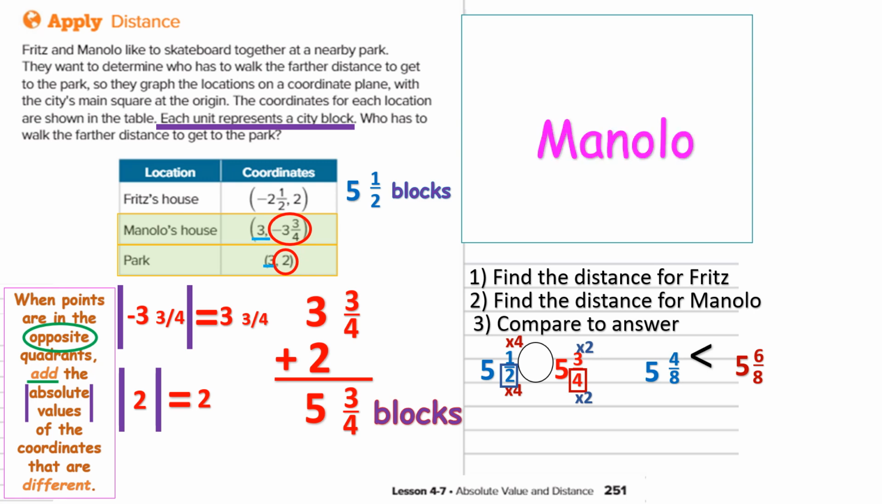So if that is my smallest value, then who lives closer or who has to walk further, which is what we're being asked. So I'm looking for who has to walk further, which is Manolo, because he is the 5 6/8. So the answer is Manolo. Now it might ask you, well, how much further, right? Or who lives closer? We have to make sure we understand what we're being asked to answer when we do our questions.